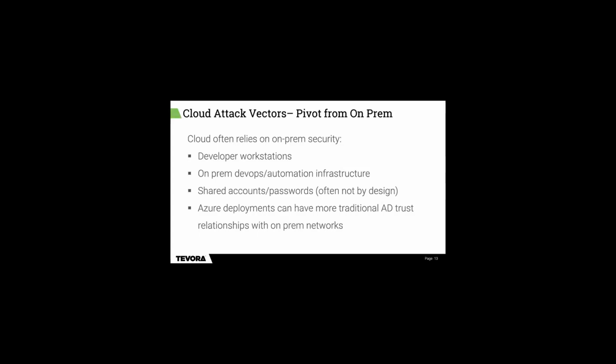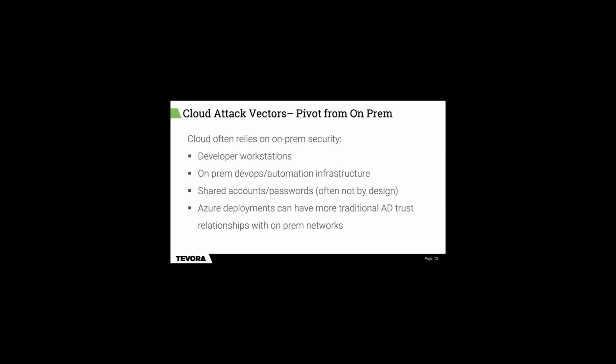And then lastly, Azure deployments can have more traditional AD trust relationships with on-prem networks. I mentioned that a little bit earlier. Depending on how they're configured, they could have a bidirectional trust or a one-way trust. Bidirectional means the Azure environment and the on-prem environment have a trust established two ways. So users from the Azure environment can authenticate to on-prem systems and also the other way around. Maybe it's just one directional, maybe on-prem users can pivot over to the Azure environments.